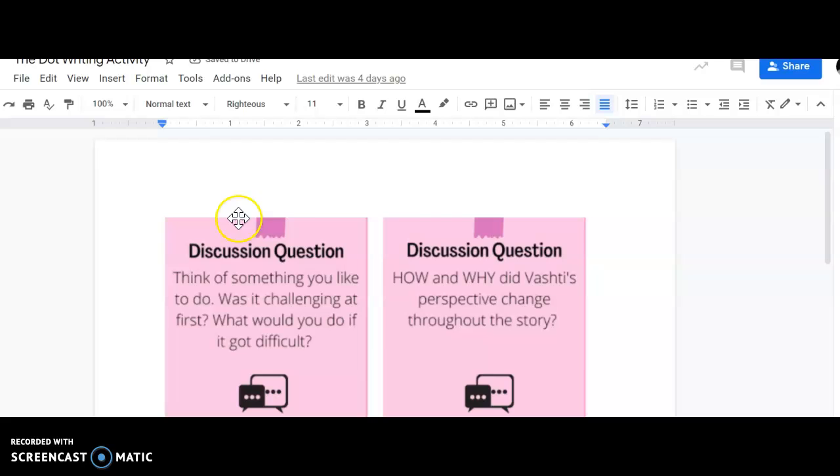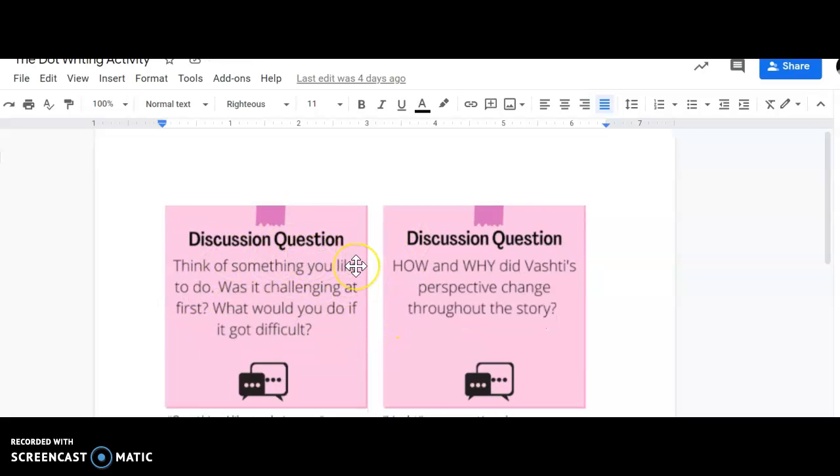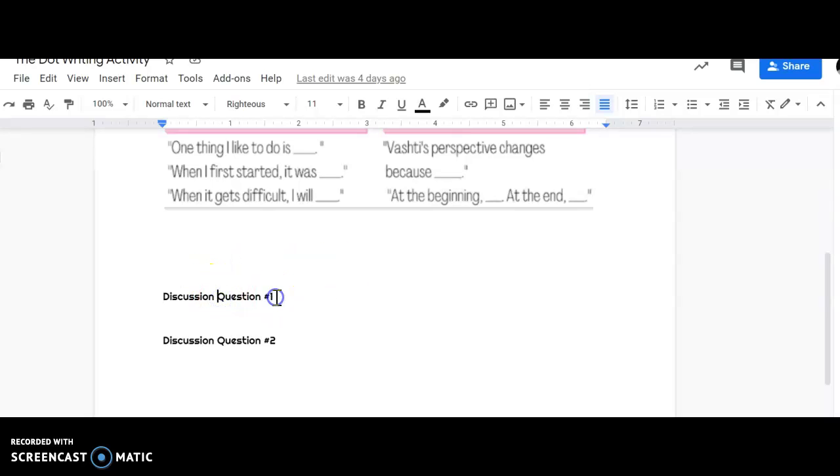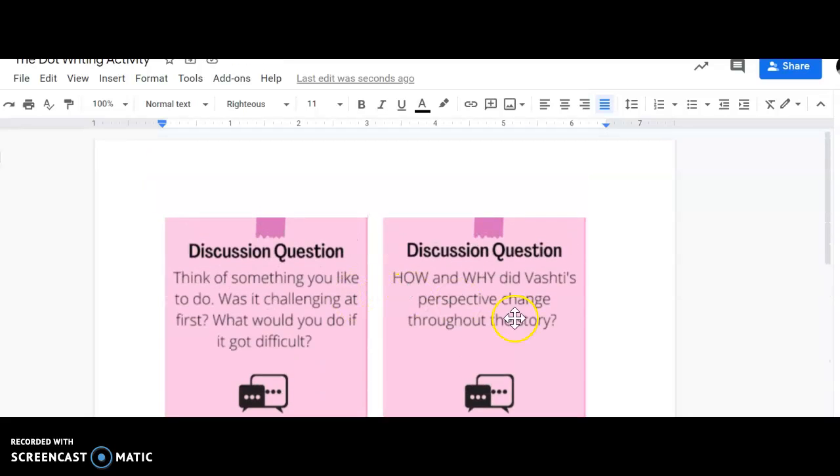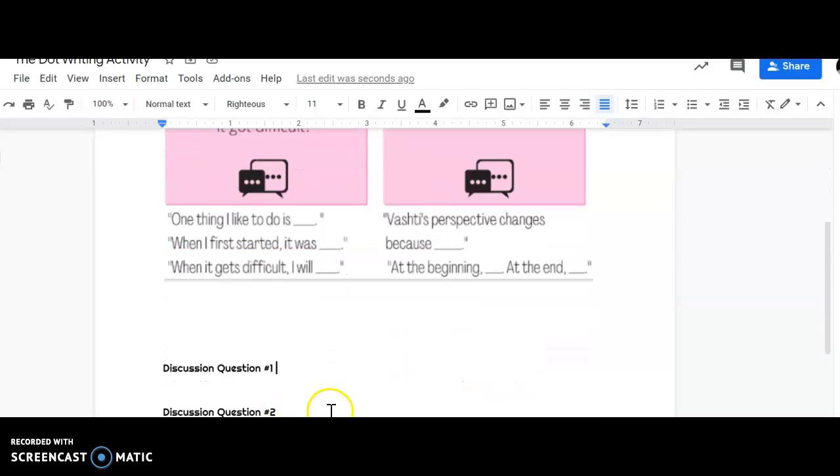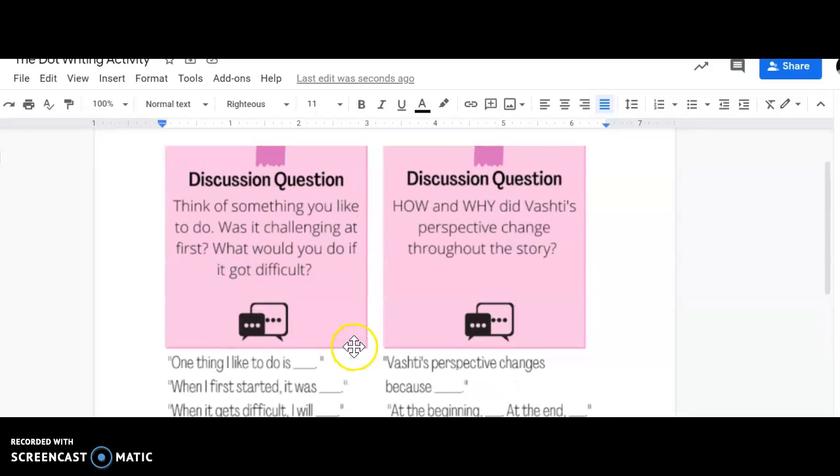No puedes escribir aquí. Esto es una imagen. You cannot write right here. This is an image. Okay, so right here, aquí abajo, is where you write. Es donde vas a escribir. So you have 3 sentence stems over here. 3 oraciones para número 1 and 3 oraciones para número 2. 3 sentences for number 2.